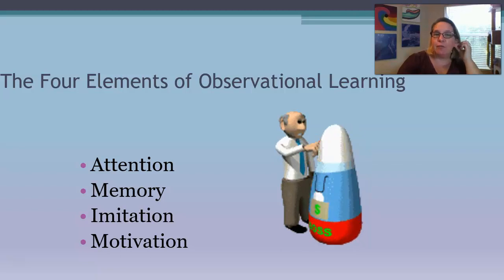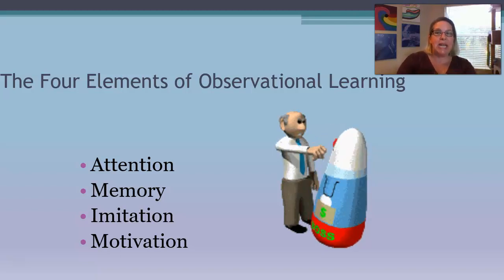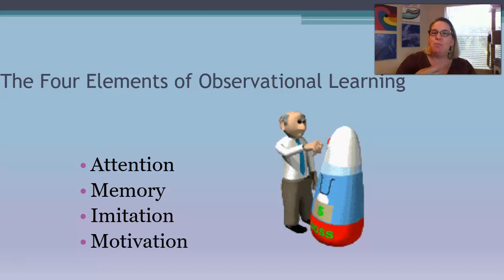Bandura said that there are 4 elements of observational learning. So first of all is attention. You have to be paying attention in order to learn. Okay, if you're not paying attention to, for example in this experiment, the adults beating up on the Bobo doll, then you're not going to learn anything from it. So you have to be paying attention. You have to have memory of actually having seen it. You have to imitate that behavior, and you have to be motivated to imitate that behavior. So he said there were 4 elements that had to happen in order for observational learning to occur.